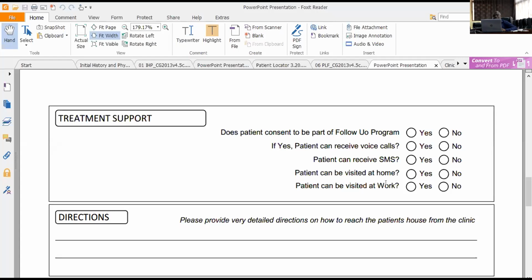They're asking whether the patient will consent to be followed up and how they will be followed up, whether by voice call or by SMS. So once you indicate here, this is the information you provide to the treatment support team to say this recipient of care has consented to be supported, and they've consented to SMS or to be visited at home. So this is directed at the recipient of care. I hope that clarifies. Yes, it is clear now.